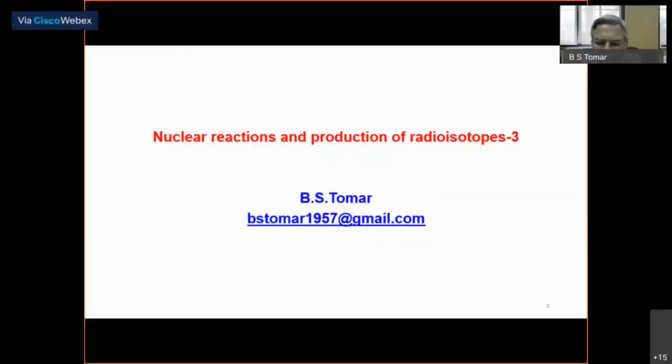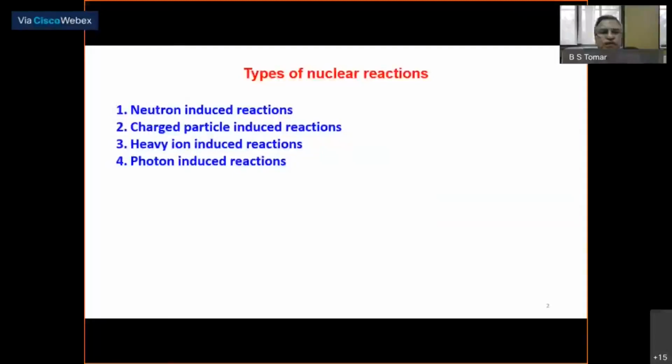Today, we will discuss the reactions induced by different types of projectiles so that we can go into minute details of how different projectiles interact with the different target nuclei. So in this lecture, we will discuss the reactions induced by neutrons and charged particles. The charged particles will have light charged particle induced reactions and heavy ion induced reactions. And lastly, the photon induced reactions.